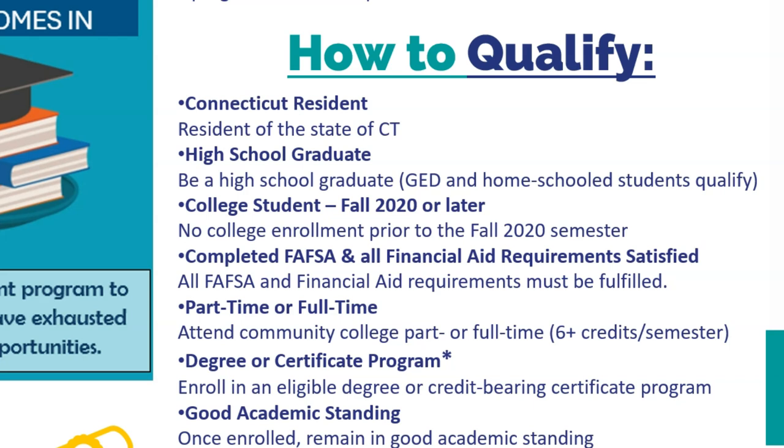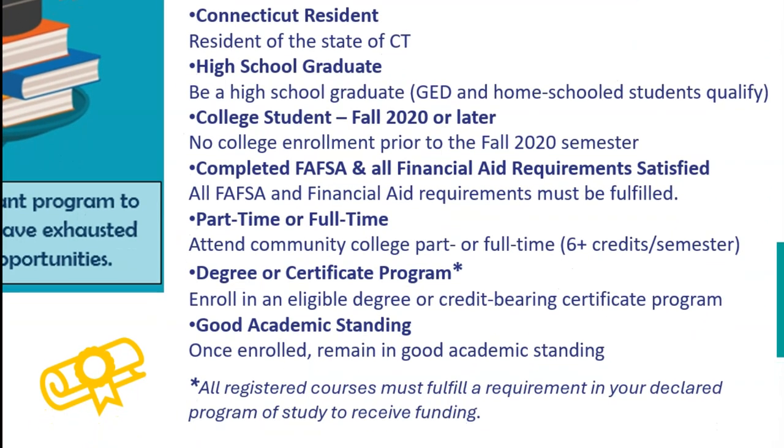You'll either have to be a part-time or full-time student. So that means attending community college part-time at 6 credits or more. Degree or certificate program. You must enroll in an eligible degree or credit-bearing certificate program in order to be eligible. You have to be in good academic standing. Once you're enrolled, remain in good academic standing. All registered courses must fulfill a requirement in your declared program of study to receive funding.